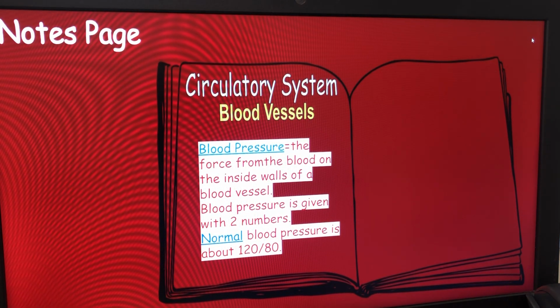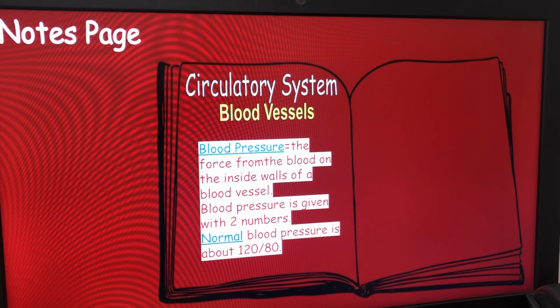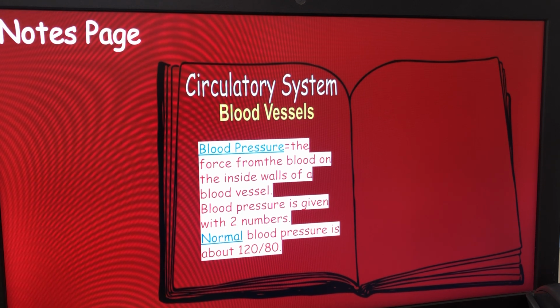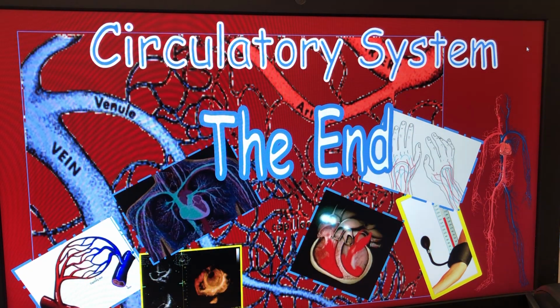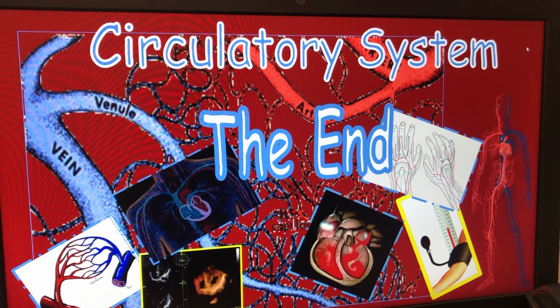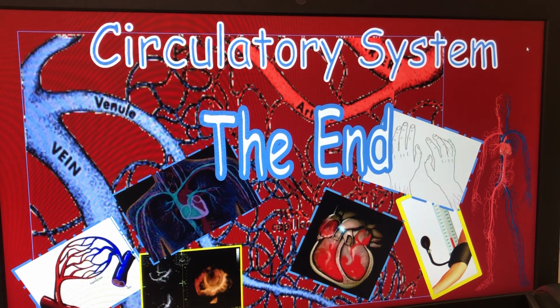Making an entry for blood pressure equals the force from the blood on the inside walls of a blood vessel. Blood pressure is given with two numbers. Normal blood pressure is about 120/80. Now that is the conclusion for our notes today on the circulatory system.